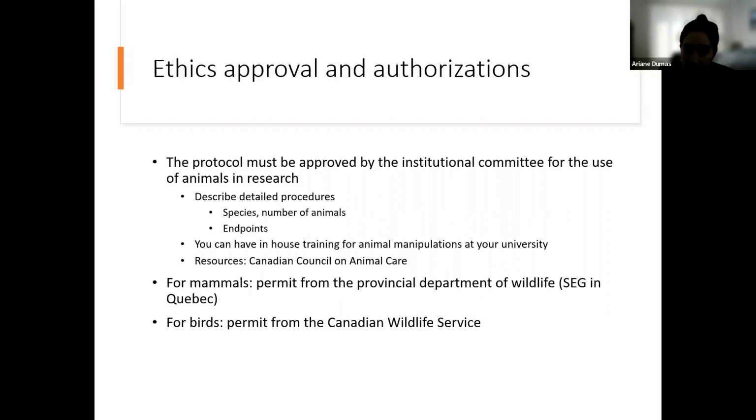Yes, and in addition to the ethical certificate, you will also need a specific permit for wildlife. For mammals, this is managed by the provincial wildlife departments. In Quebec, it's the permis SEG. For birds, it is managed at the federal level, so it is the Canadian Wildlife Service. And the permits for birds are more difficult to obtain. You have to follow some training. You need some references that attest to your experience. In our case, we had a trained biologist in the team who supported the capture of the birds.